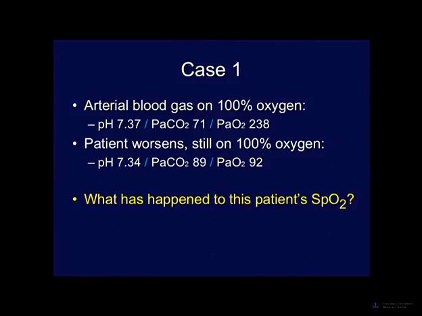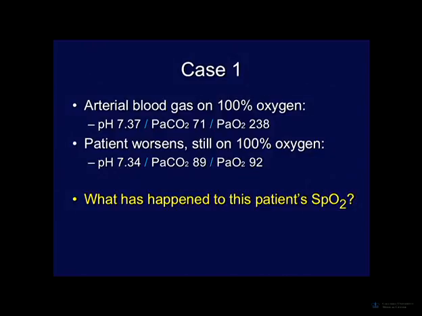You take a blood gas of someone breathing 100% oxygen, their pH is 7.37, their CO2 is 71, and their PO2 is 238. You keep them on oxygen, they're getting worse, their pH is 7.34, their PCO2 is 89, and their PO2 is now 92 on the same 100% oxygen. So what do you think has happened with that patient's pulse ox? What's the saturation on the first person? What's the saturation on the second person?